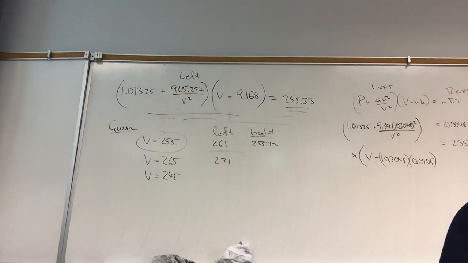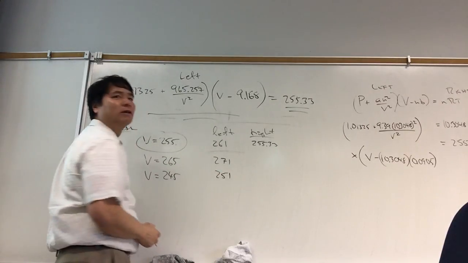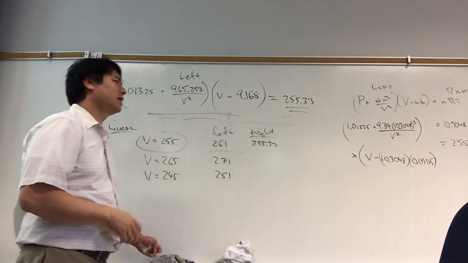And so if I go 245, well, this is the nice thing about Excel. Excel does repetitive calculations quite nicely for us. And actually, you can program Excel to converge on some number if you give it some criteria for convergence, which we're going to talk about. We get 251. 251 is too small, right? And so tell me what your next guess is.